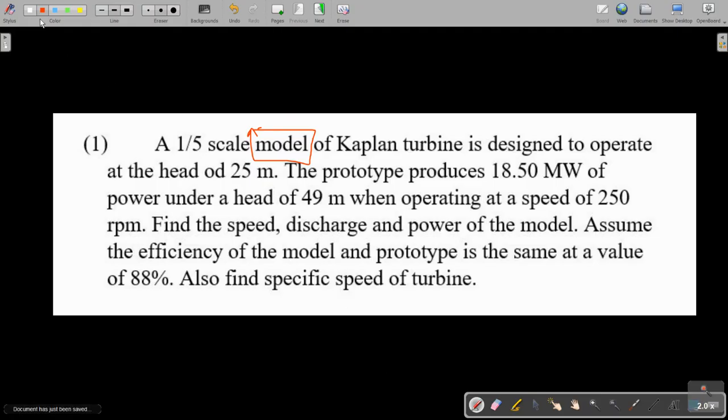Welcome back aspirants on MacTech 40, and today we will solve one question based on similarity ratios in turbine. But before we start, let me clear you some things.